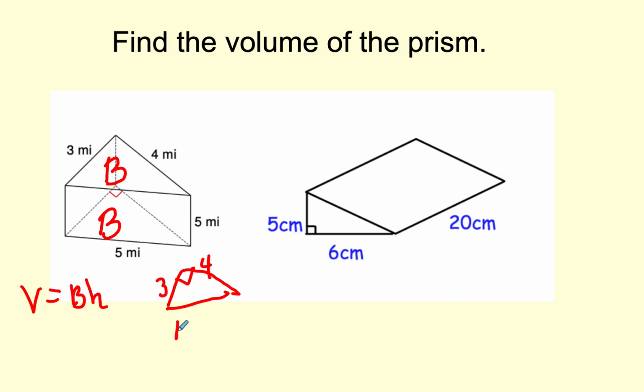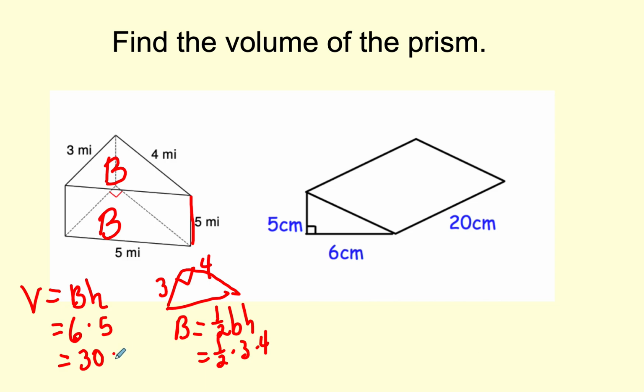So the area of the base is 1/2 little b times h, and the base is 3 and the height is 4, or we can reverse it. So the answer to that is 6. The height is how tall the stacks are, and that's 5, and so the answer is 30 cubic miles.